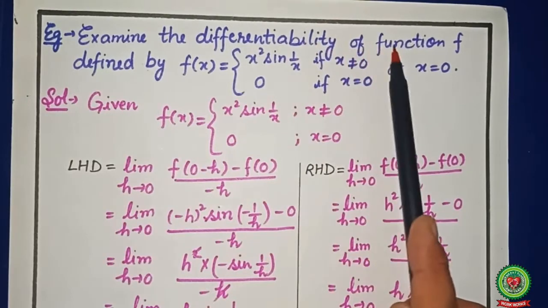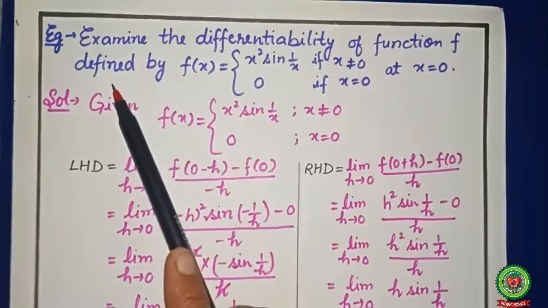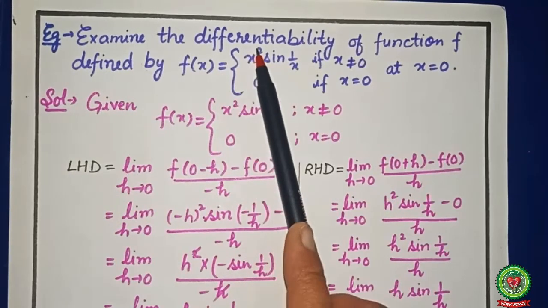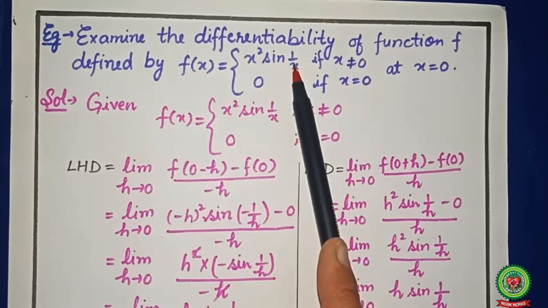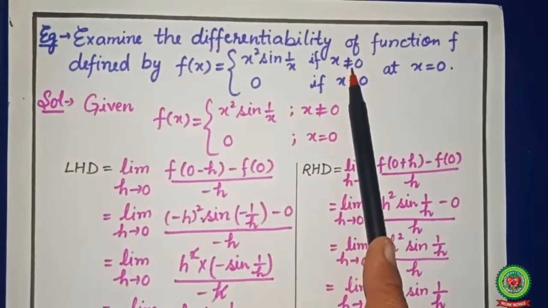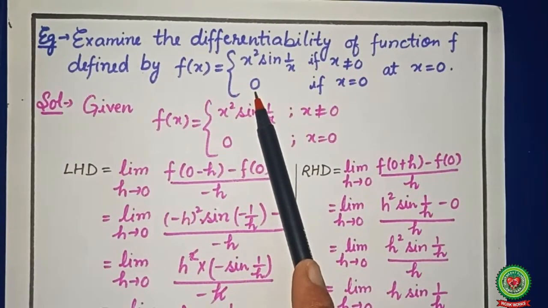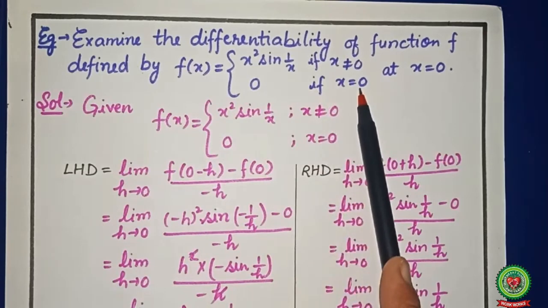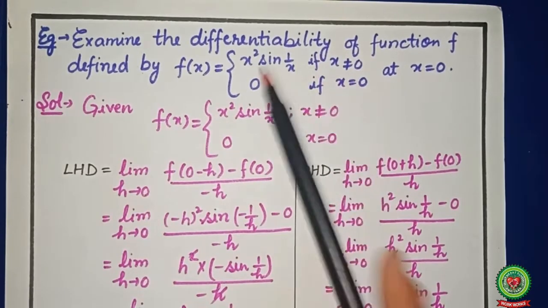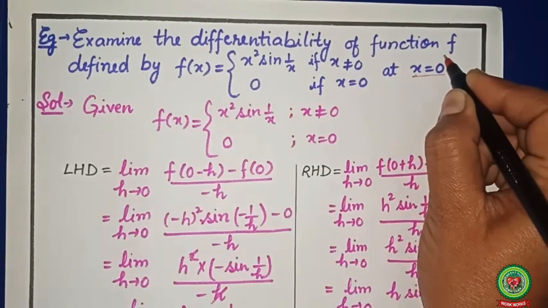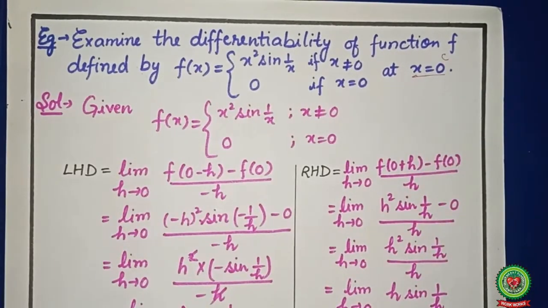Examine the differentiability of function f defined by f(x) is equal to x square into sine 1 upon x if x is not equal to 0, and secondly, f(x) is equal to 0 if x is 0. So, we have to check the differentiability at x equal to 0. So, 0 is the value of c.